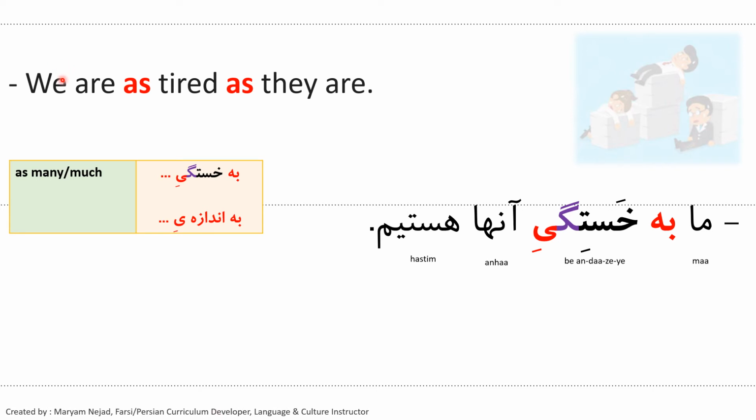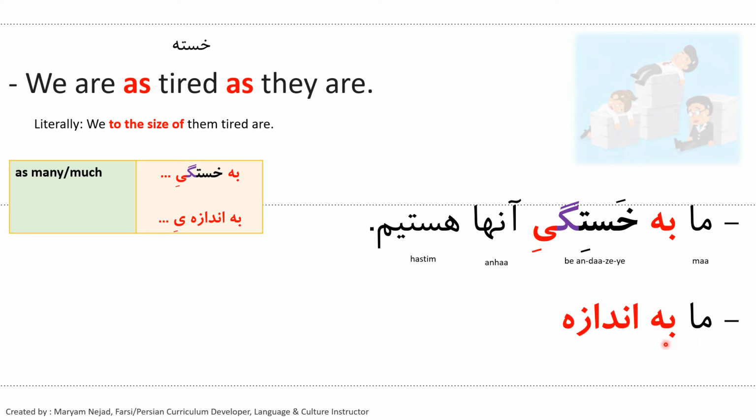But now we want to say we are as tired as they are, and we want to use به اندازه. And tired is خسته. So this is the first version that we have learned. ما به خستگی آنها هستیم. And remember, we need to add the letter ge before the letter ye or e, because خسته ends in a silent he. But now we want to use به اندازه. ما به اندازه آنها خسته هستیم.